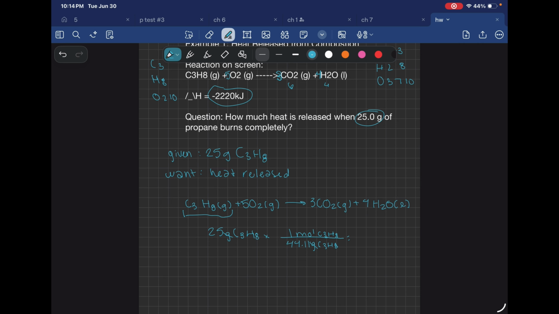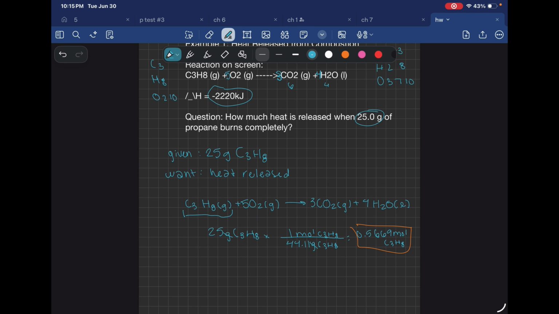We have 0.5669 moles of C3H8. So the grams cancel out to leave us with the moles of C3H8. And this is our moles. Let me do that in a different color. So these are our moles. And now that we have our moles, let's convert our moles to kJ.